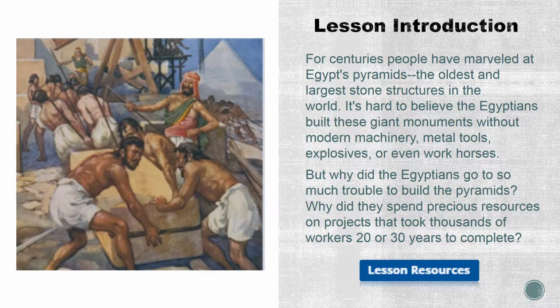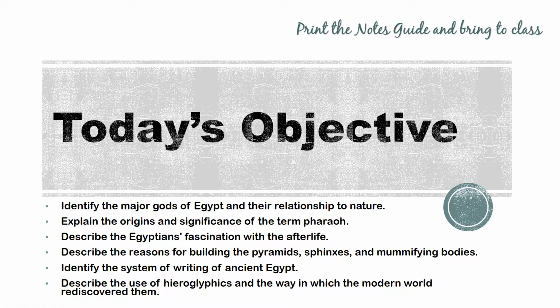Don't forget to click on that lesson resources button in your introduction to pull up the resources that you need for this lesson. You can take a moment to read through today's objectives, but we're looking at several different aspects of Egyptian life. We're looking at the gods, the pharaohs, their fascination with the afterlife, pyramids, sphinxes, mummifying bodies, and their system of writing and hieroglyphics. So take a look at all of that and how the Egyptians used these different aspects.